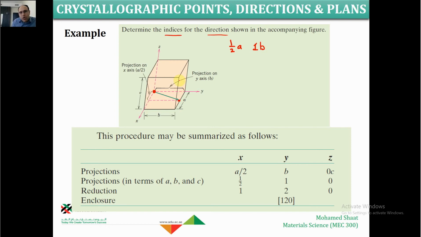Along the Z-axis, we do have nothing. We're not going to move anything. There is no projection along the Z-axis, so it is 0C. This is if you decided to work with the projections, but it would be a little bit complicated.